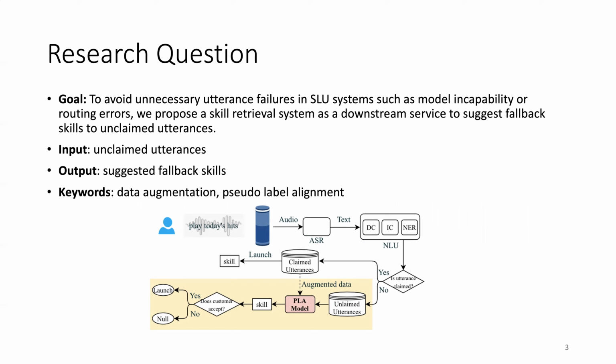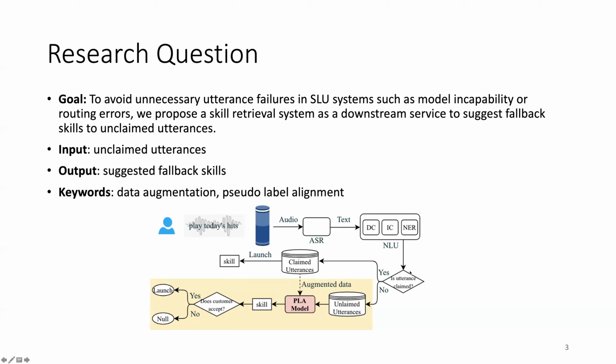So what's the meaning of the goal? We can take a look at the figure shown below. The figure shows the overall pipeline in Alexa. After the user issues an utterance like "play today's hits," the device will first pass it to the ASR module, the automatic speech recognition module, to convert the audio to text. And then it will pass to the NLU module, the natural language understanding module, including three parts: the domain classifier, the intent classifier, and the slot type for the NER.